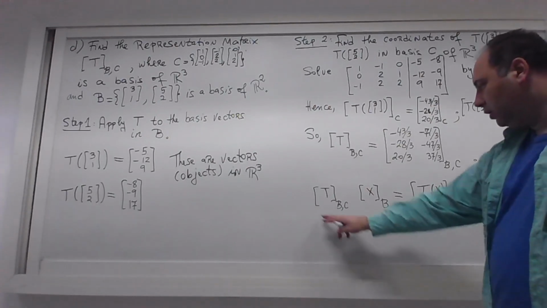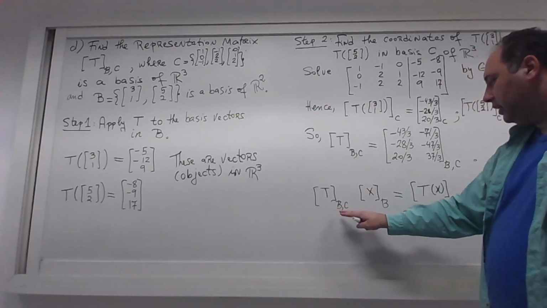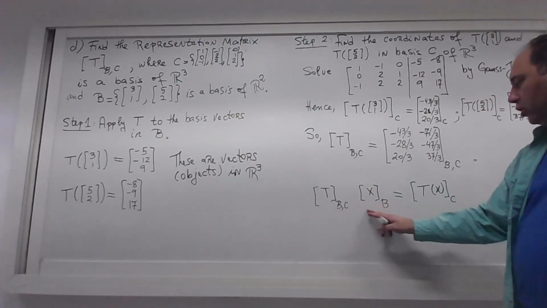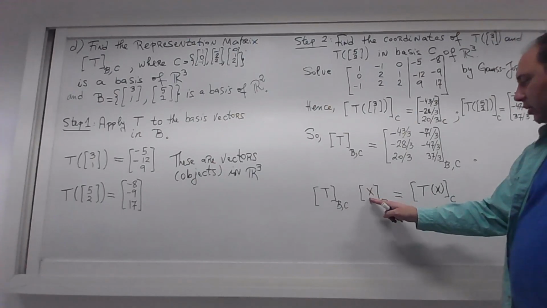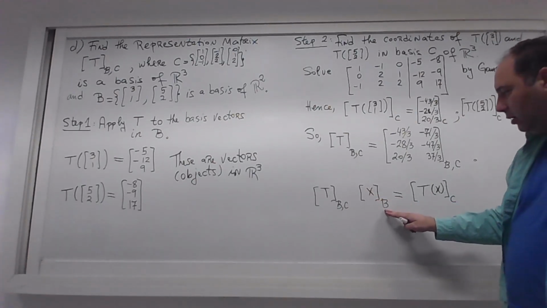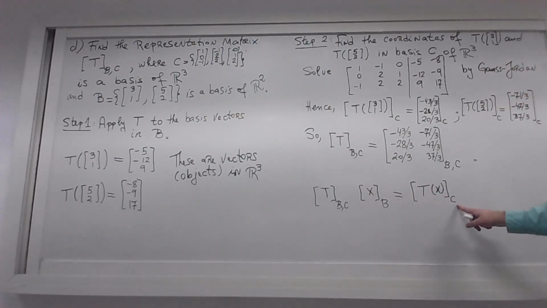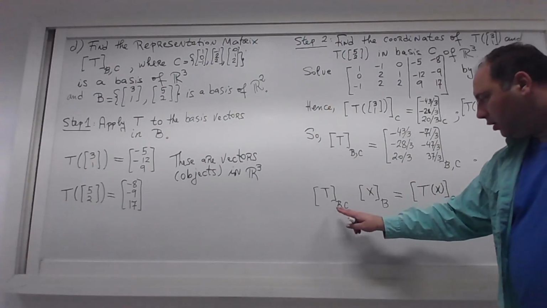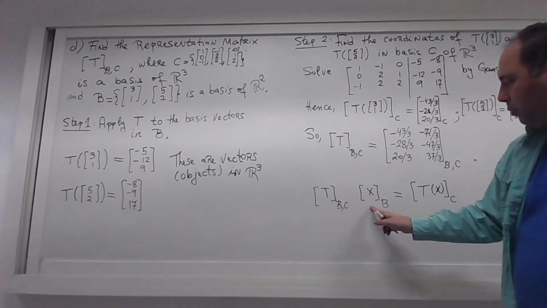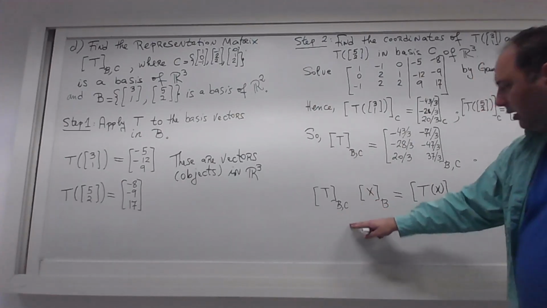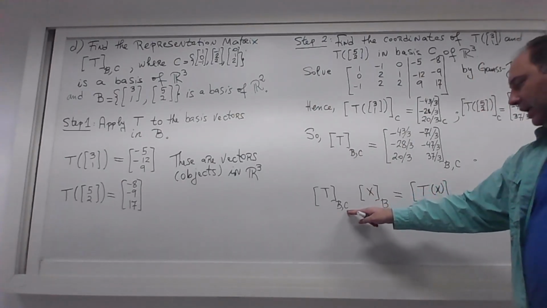Again, this representation matrix relative to basis B for inputs and basis C for outputs works on coordinates, so we need the coordinates of vector x in basis B, and then we do the product. What we get out are the coordinates in basis C of the image Tx. So that's how it works. You give as input the coordinates of x in basis B, and you get as output the coordinates in basis C of the image.